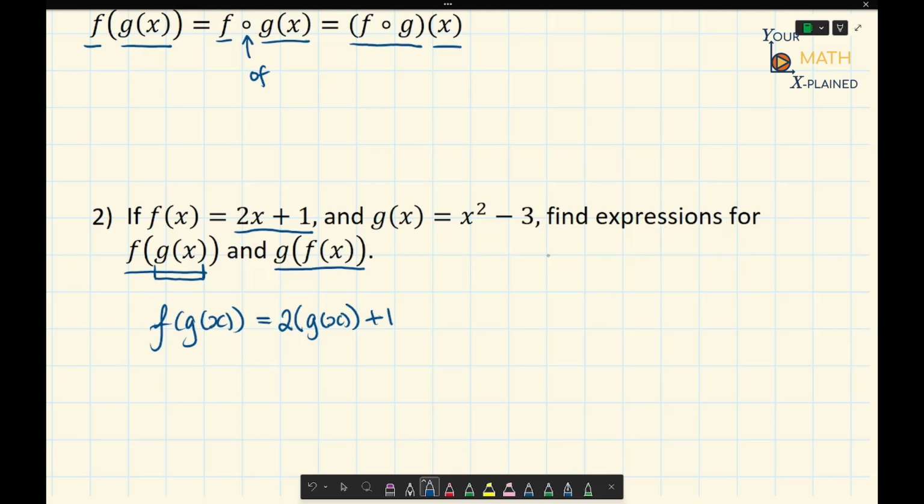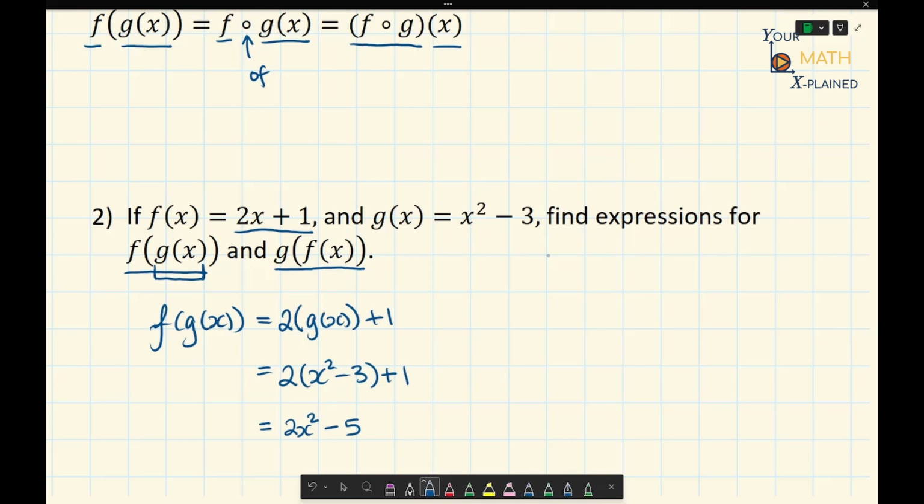But since we know what our g of x is, we can go ahead and substitute it in. g of x is x squared minus 3, which means this is now 2 times x squared minus 3, plus 1. And now all you have to do is expand this and simplify it, and you should end up with 2x squared minus 5.